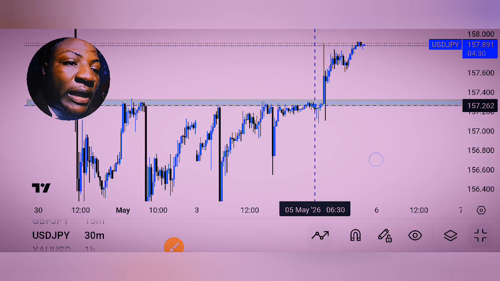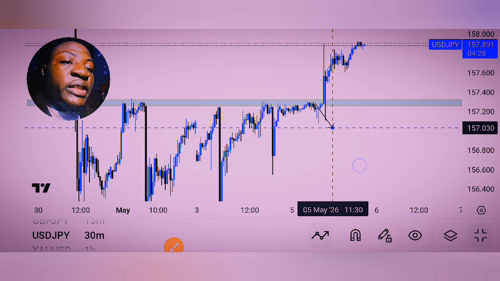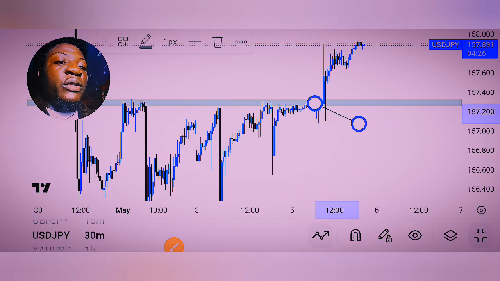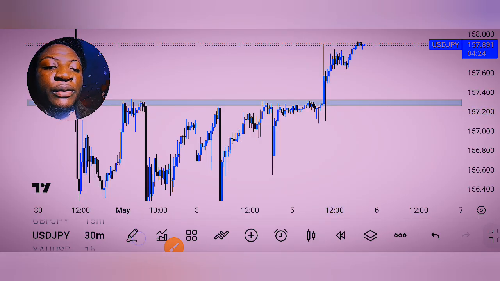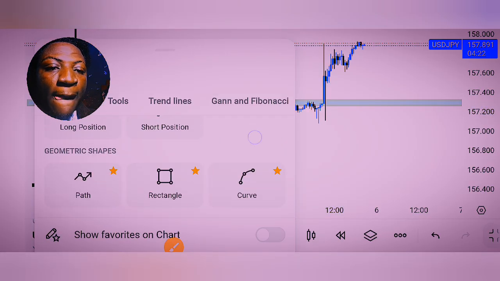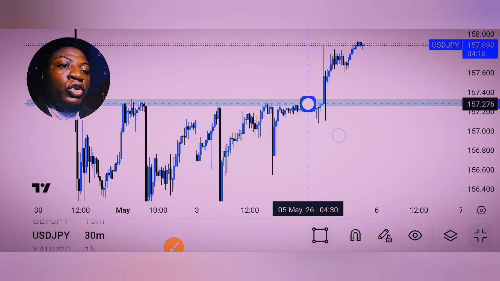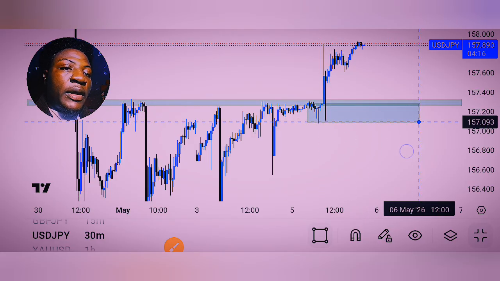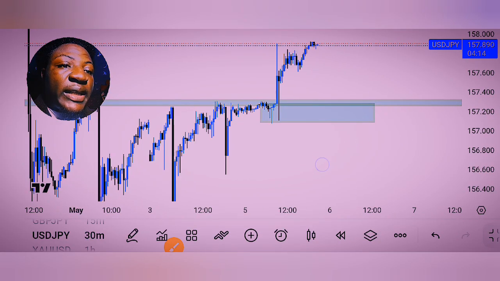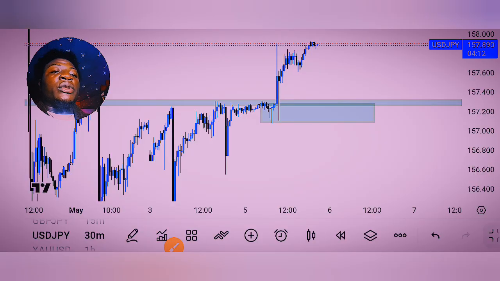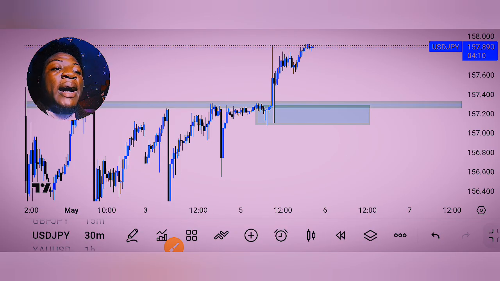The next confirmation we had here was the order block that is connected to the fair value gap. Let me take our rectangle tool. This is it here. This was the order block that was connected to this fair value gap that caused the breakout. And whenever the market came back to that order block, that was where we were waiting to take a trade. Now we had a double confirmation.